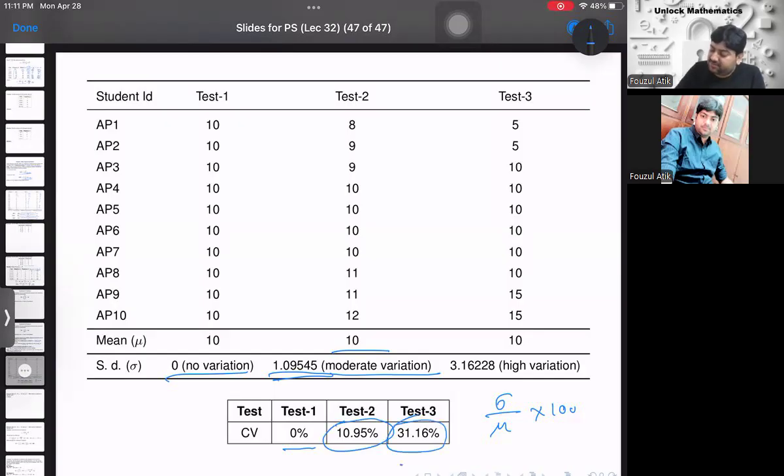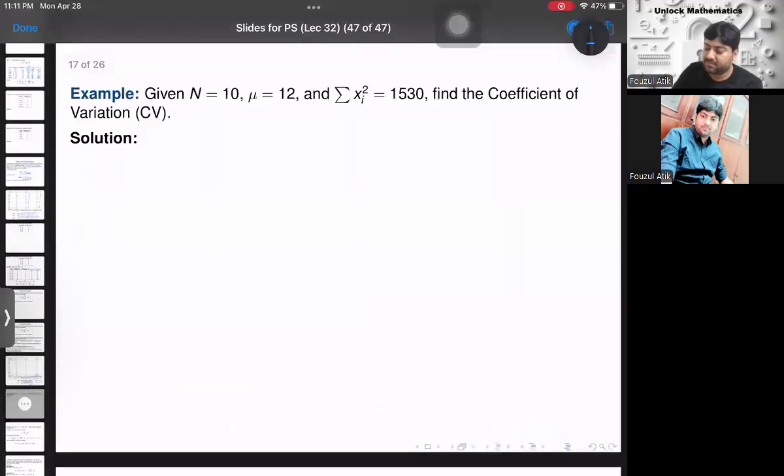In the case of CV also, this third test has more CV, so the data have more variation. So this again measures dispersion, how the data are varied with each other. The second has a little less, so this percentage is this. In this way it is significant. So take note that for grouped data and ungrouped data, the formula is the same.